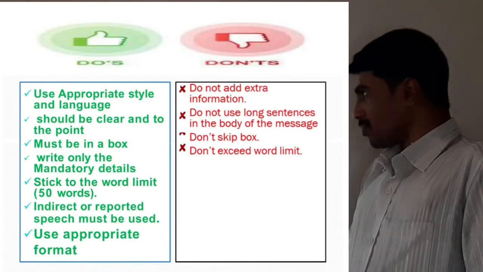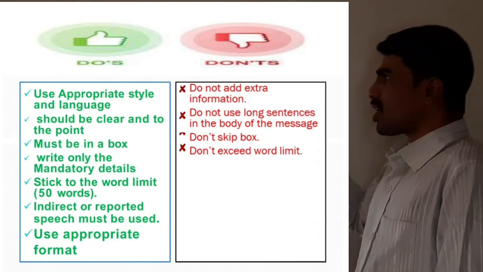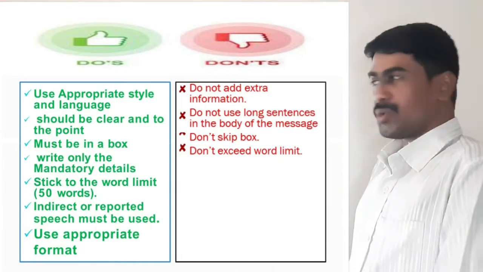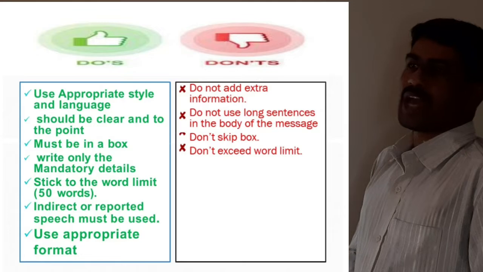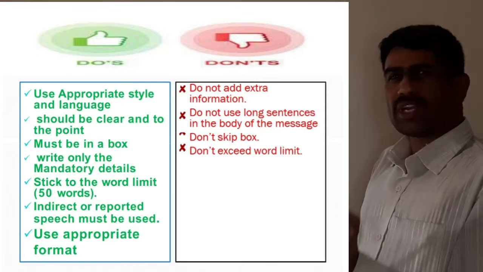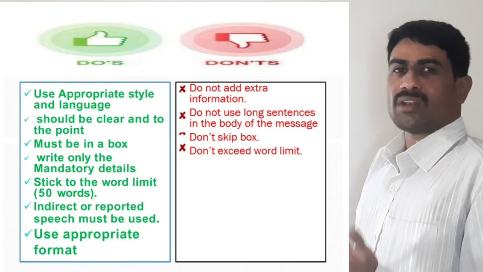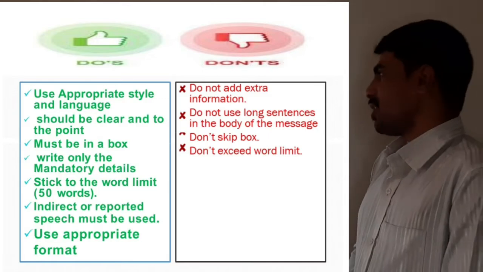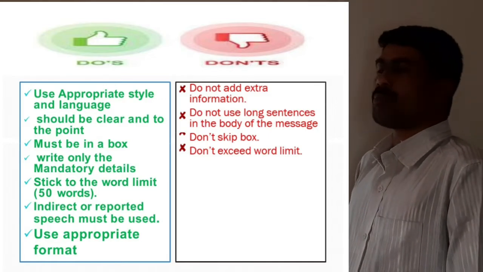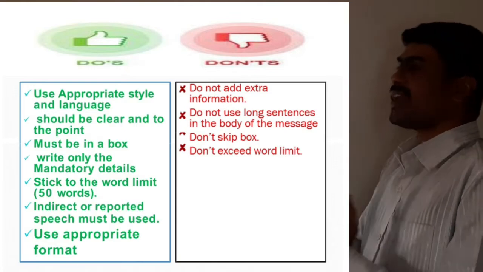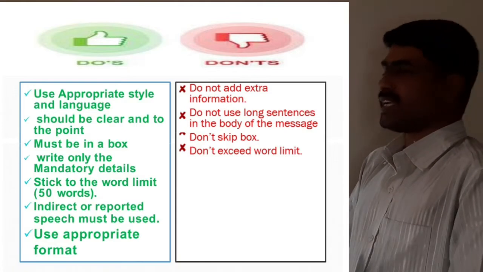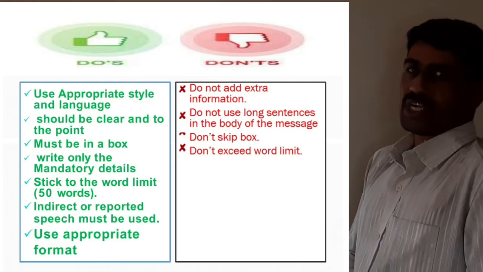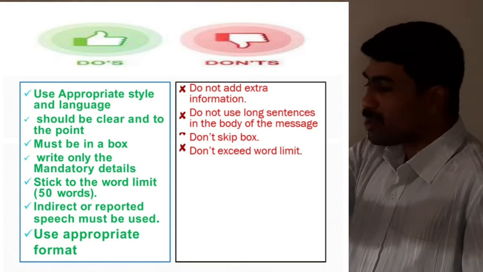And next, here are the do's and the don'ts when you write a message. What we should do, what we should not do. See, use appropriate style and language. A message should be written with appropriate style and proper language. Then the persons who listen to you, those who read it, understand easily. It should be clear and to the point, as I already told you. So it should be very clear. It should be written within maybe 6-7 sentences and to the point, what exactly the point is and what should be done. That's it. It should not be more than that. It should not be beating around the bush.